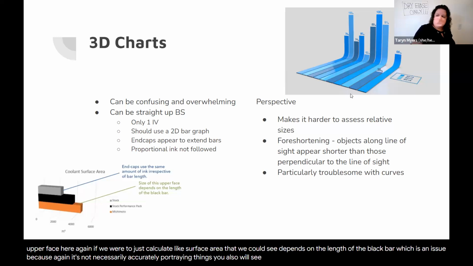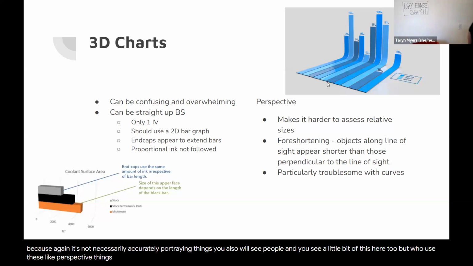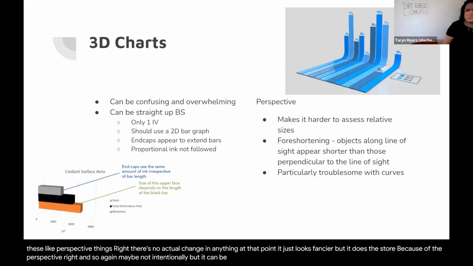You also will see people, and you see a little bit of this here too, who use these perspective things. So this is just a regular bar graph that someone decided would look cooler if at the 50% point they had a bend and then the bars went up, right? There's no actual change in anything at that point. It just looks fancier. But it does distort the differences between these bars, right? These 200s are the same, but because of the perspective, they don't quite look the same. And so again, maybe not intentionally, but it can be misleading.